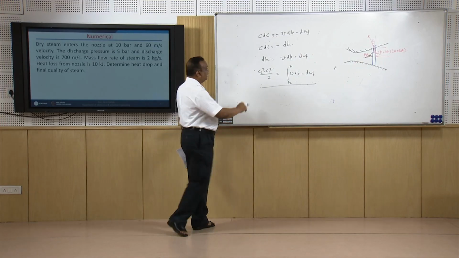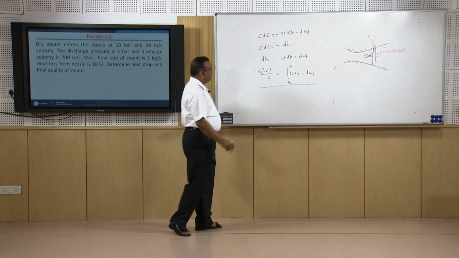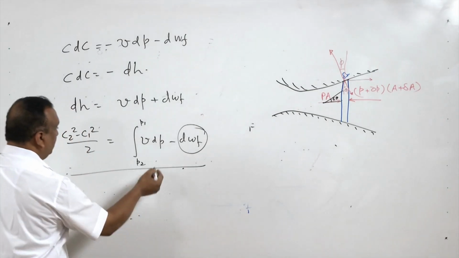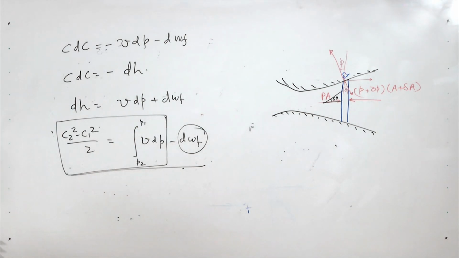So this is the momentum equation for the flow of fluid inside a nozzle. If the flow is ideal, when the friction is 0, we can always consider this equation as the momentum equation for the flow inside a nozzle.